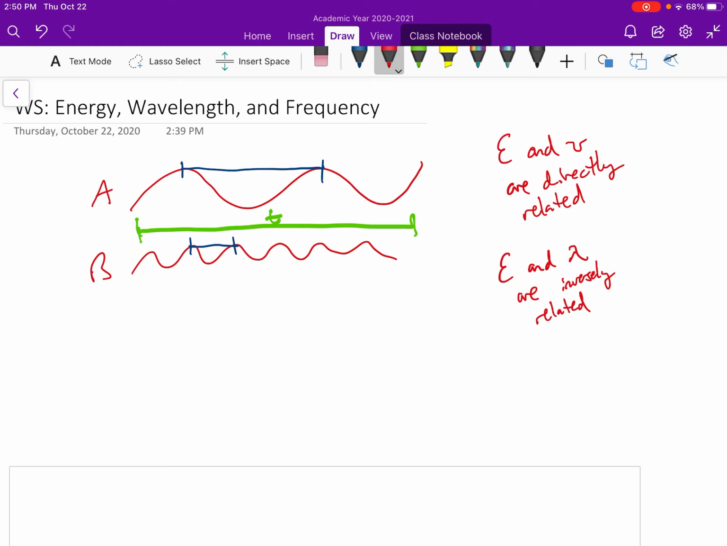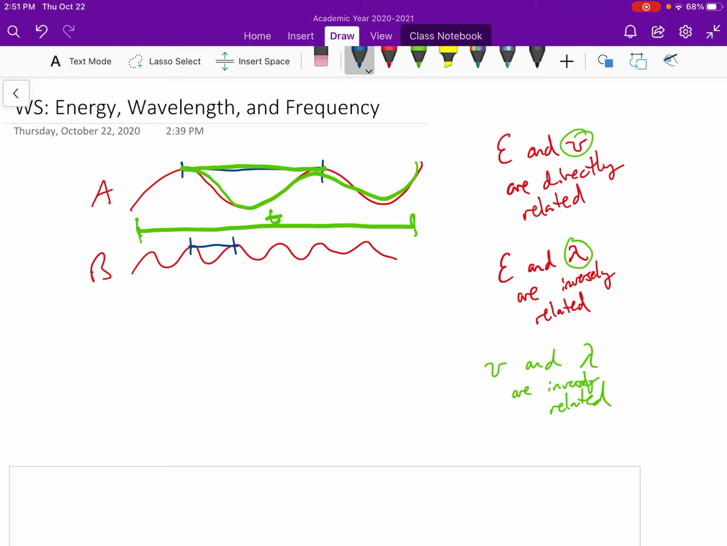Okay? So energy to frequency are direct. Energy to wavelength are inverse. Which also means if we're going frequency to wavelength, what do we see? If we come here, bigger wavelength, less frequent. So also inverse. Inversely related. And so here are the equations on how we do this.